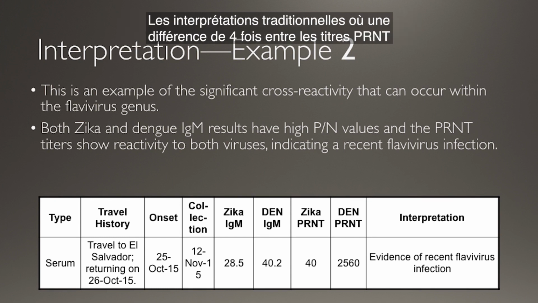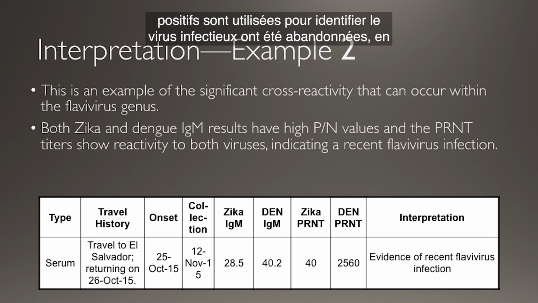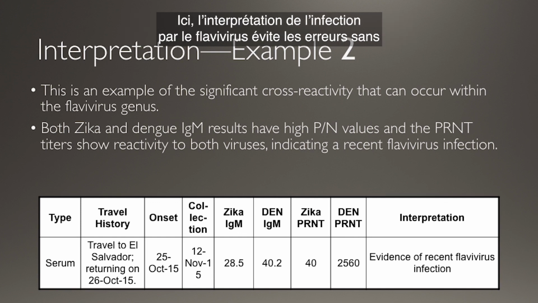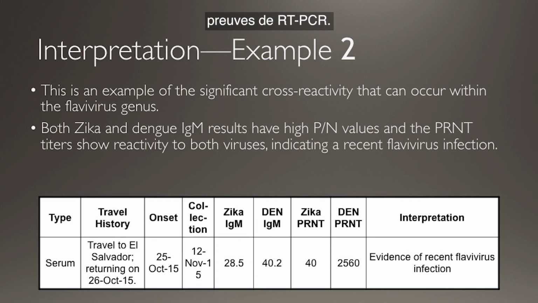Traditional interpretations where a four-fold difference between positive PRNT titers are used to identify the infecting virus have been abandoned due to the confusion with anamnestic responses in the secondary infections. Here, the interpretation of Flavivirus infection avoids errors in the absence of RT-PCR evidence.